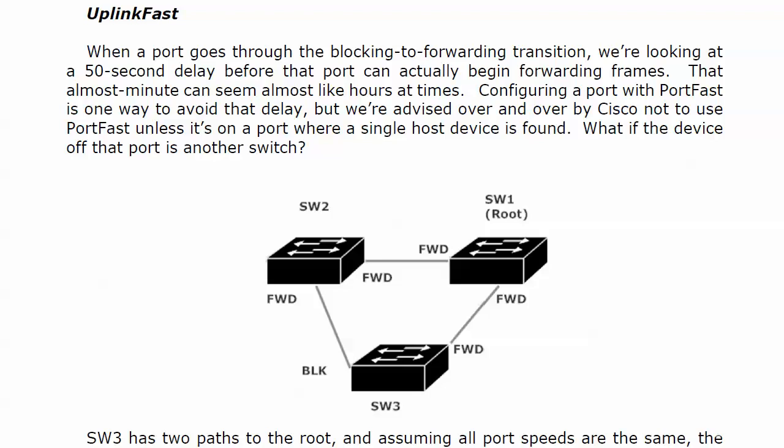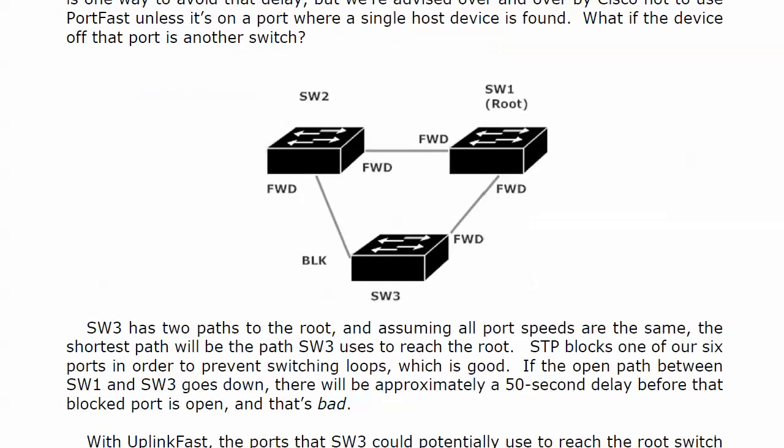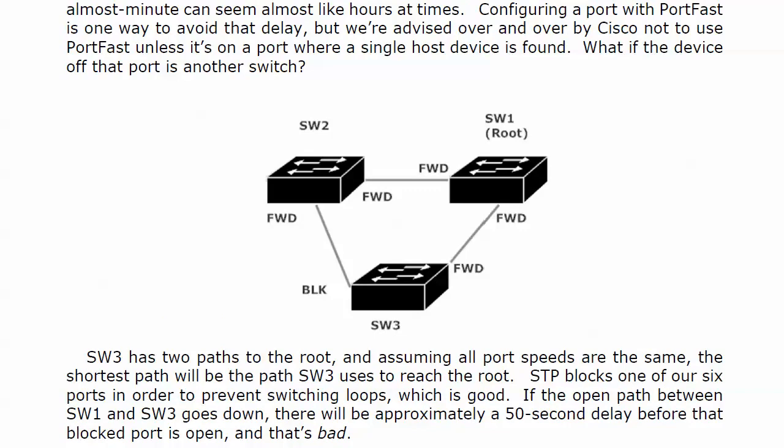Now, we know that configuring a port with port fast is one way to skip a little bit of that delay, but as you saw in the last video, we are advised over and over and over by Cisco not to use port fast unless it's on a port where a single host device is found. What if the device off that port is another switch? I'm sure you were asking that during the last video when we're getting all of these warnings about using port fast on a port leading to a switch. Well, that's where uplink fast can come in handy, and here's a walkthrough to show you how.